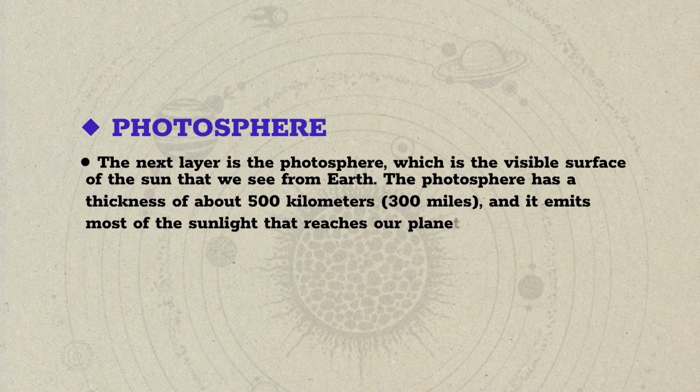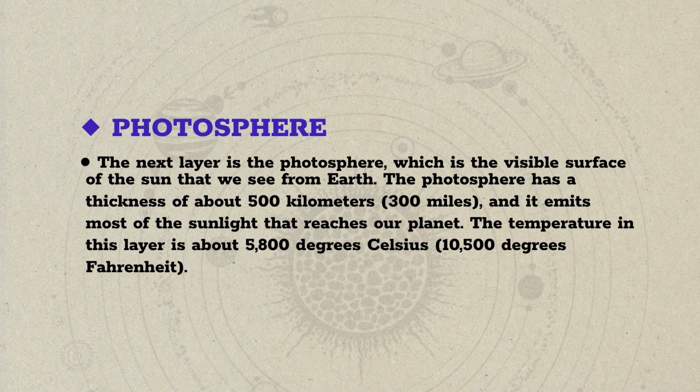The next layer is the photosphere, which is the visible surface of the Sun that we see from Earth. The photosphere has a thickness of about 500 kilometers, 300 miles, and it emits most of the sunlight that reaches our planet. The temperature in this layer is about 5,800 degrees Celsius, 10,500 degrees Fahrenheit.